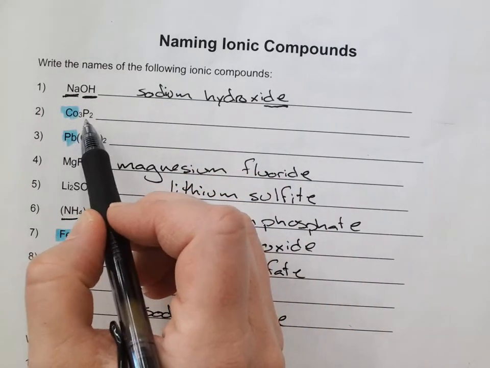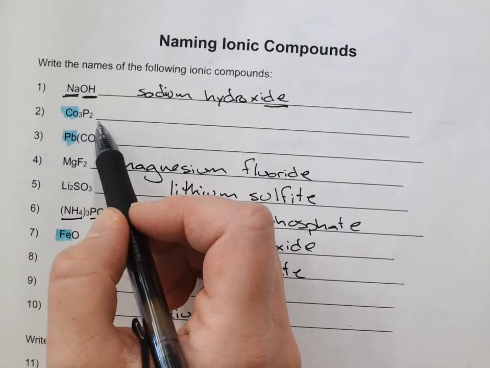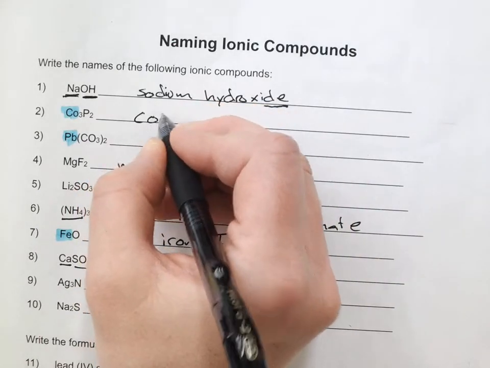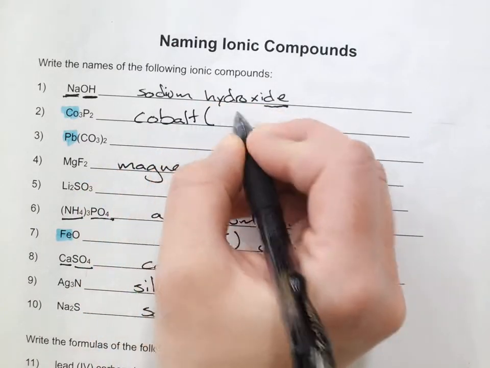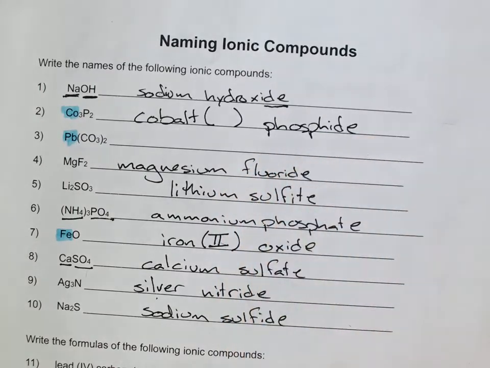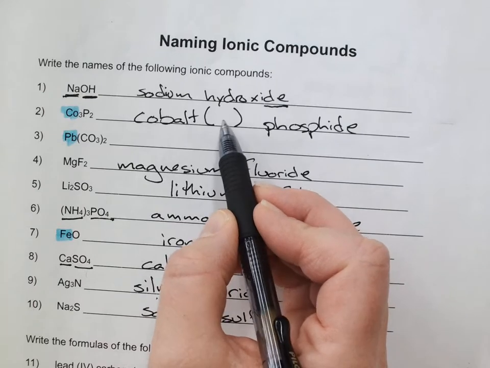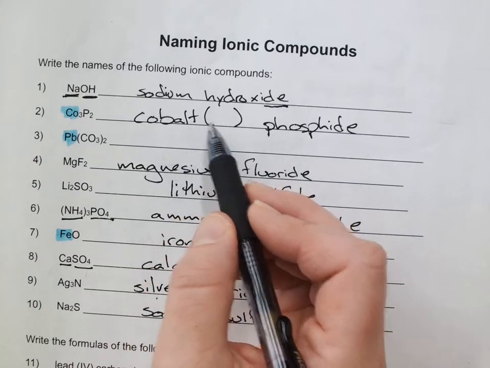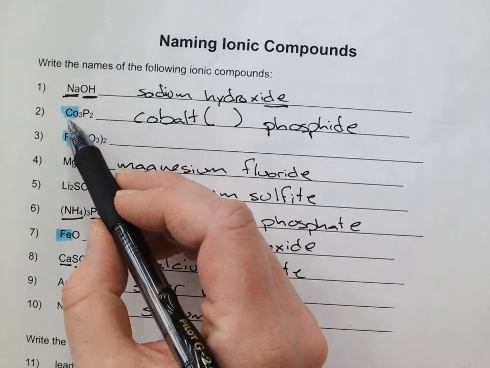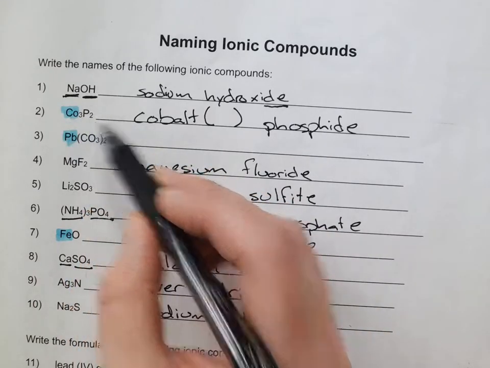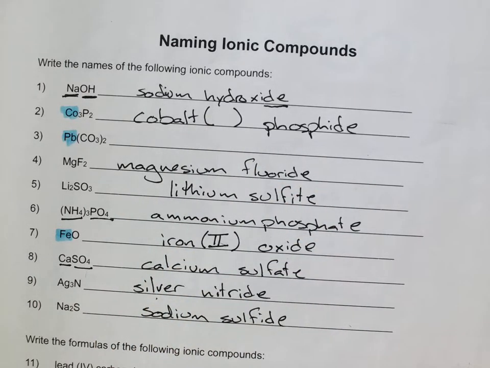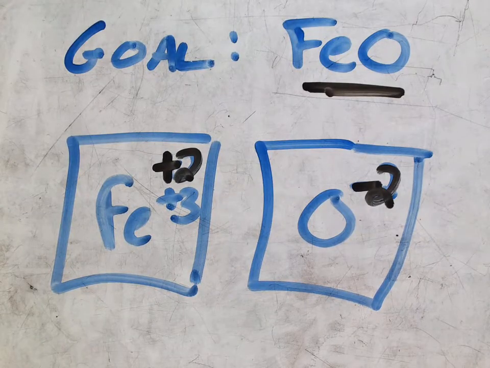Okay, now let's focus on this guy, Co3P2. Cobalt something phosphide. And the question is, what's the Roman numeral? So the only thing I have to solve now is what is the charge on the cobalt. So if I know this is my goal, Co3P2, and I go doing some detective work, maybe I can figure out the charge on the cobalt. Okay.